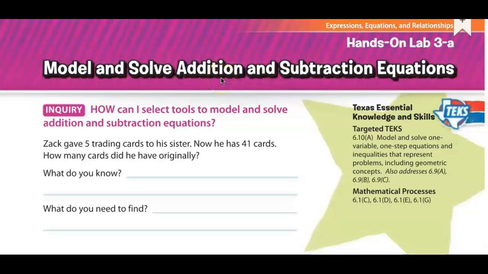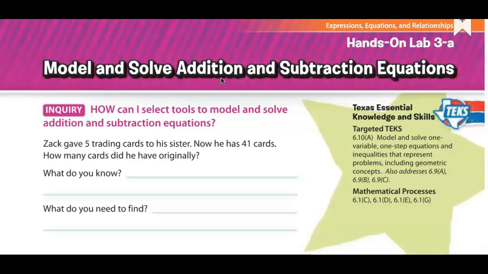In our final notes video today, we're going to model and solve addition and subtraction equations, which we kind of also did in the last video. Okay, you need to be on page 605, and I'm going to go ahead and read this problem to you. We're going to answer two questions. What do you know, and what do we need to find?